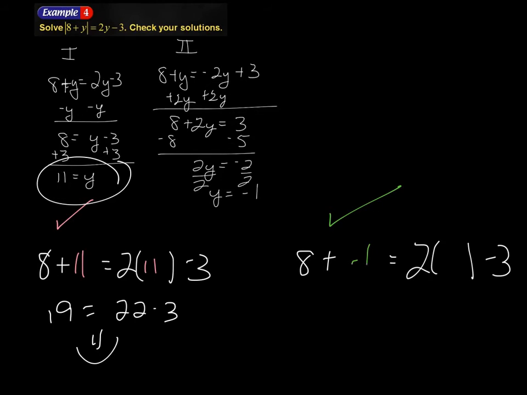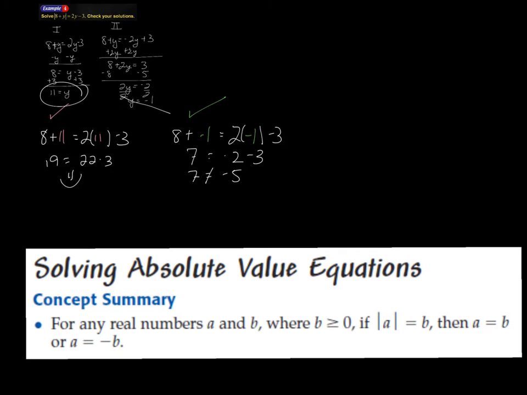Here I'm going to substitute negative 1 in where the y was, so now I have 7 equals negative 2 minus 3. 7 equals negative 5 is not a true statement, so negative 1 is not an answer. So our only answer that time is 11. Summing it up, for any real numbers a and b, where b is greater than or equal to 0, if the absolute value of a equals b, then a equals b, or a equals the opposite of b.